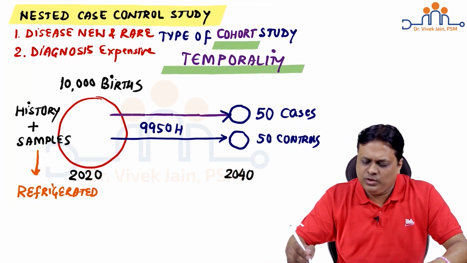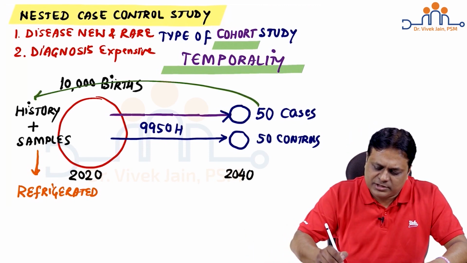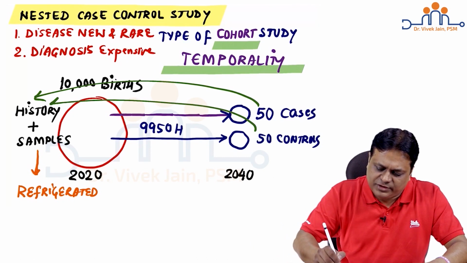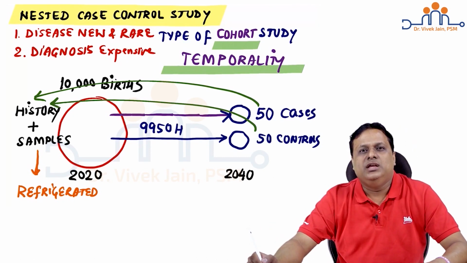Now what we will do, we will come back and compare the history of these 50 cases with 50 controls. Any difference in the history you find, make a table, calculate the odds ratio. If it is more than 1, that could be a possible risk factor. Take an example. Cases' mothers underwent radiation exposure in the first trimester. Control mothers did not undergo radiation exposure in the first trimester of pregnancy.